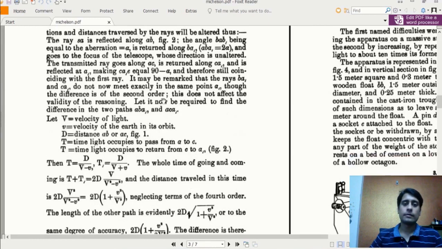And therefore it is still coinciding with the first ray. This angle is very, very small, but with respect to the telescope, they are still perpendicular. The diagram has been made with respect to the ether, so you are finding that this angle is 90 minus alpha, but they are still perpendicular with respect to the apparatus, and therefore it is still coinciding with the first ray. It may be remarked that with respect to the frame of the interferometer, they are still perpendicular. It may be remarked that the rays BA and CA do not meet exactly in the same point A prime.